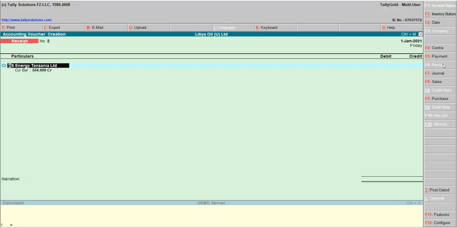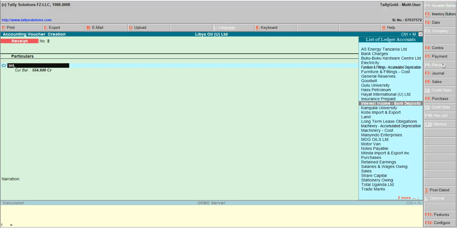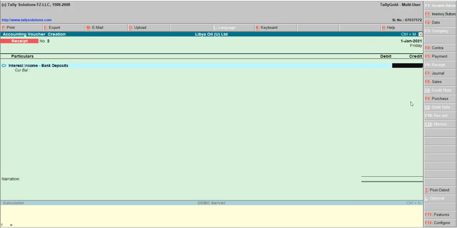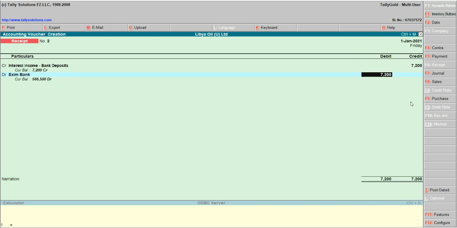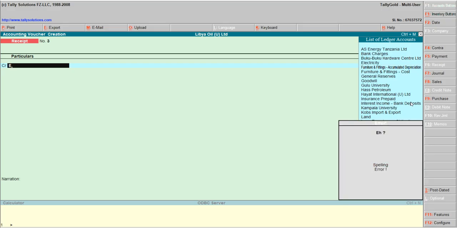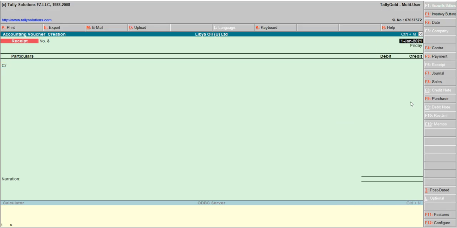We are crediting interest income with how much? That is 7,200. Then you debit the Exim Bank. That money did not appear on the Exim Bank statement, so you record it now. And enter. Then the bank charges and the electricity payment. These are payments, by the way.